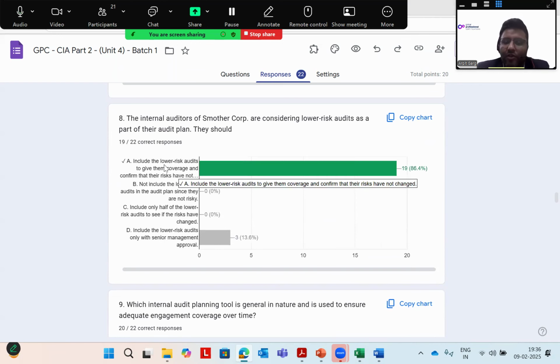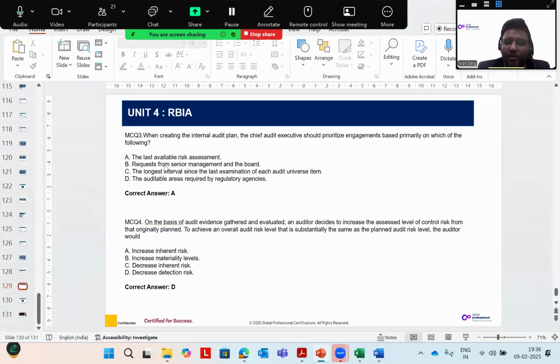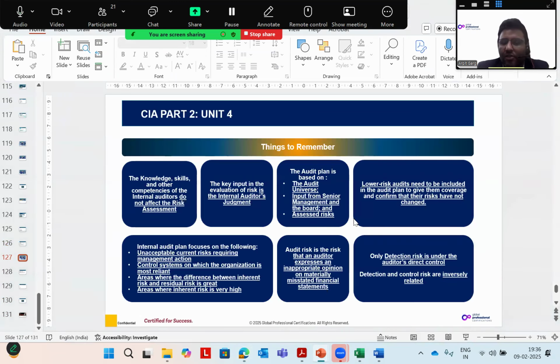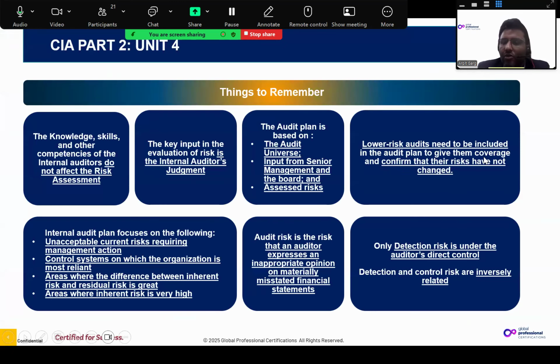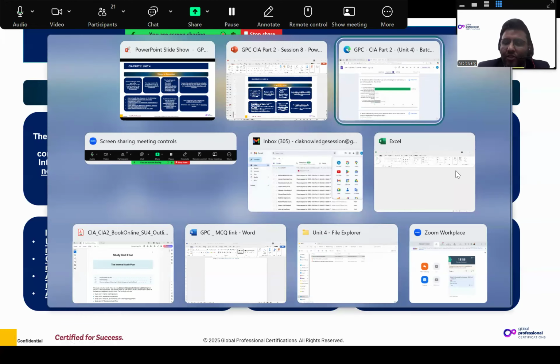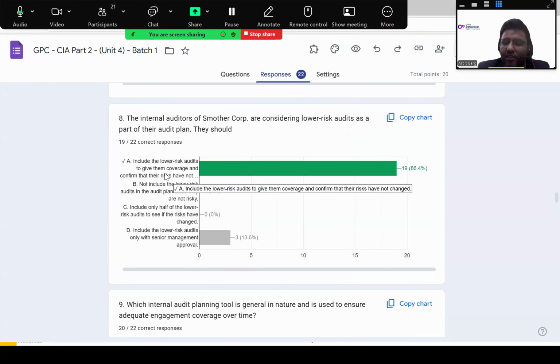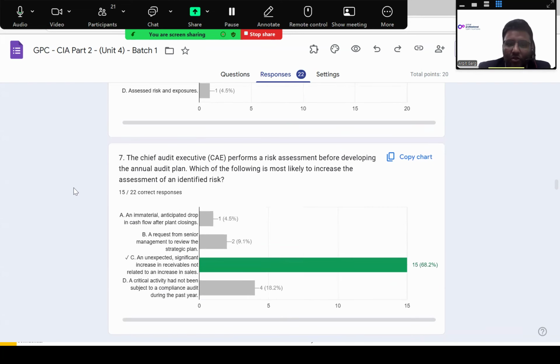What did we learn, people? What did we learn in the low risk areas? Should we include the low risk areas? Yes, they have to include low risk areas to give them coverage and confirm that their risk has not changed, right? So that's what it says: to give them coverage and confirm that the risk has not changed is correct. Three of you have still selected D as an option. No, we can include low risk areas.